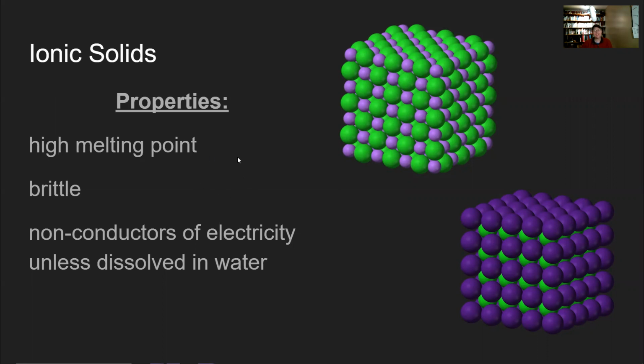These are non-conductors of electricity, because bear in mind, once these ions are in this structure, they cannot move. If you were to dissolve that structure in water, then those ions would have the ability to move and conduct electricity. However, in the solid form, they do not conduct electricity because the ions do not have the ability to flow.